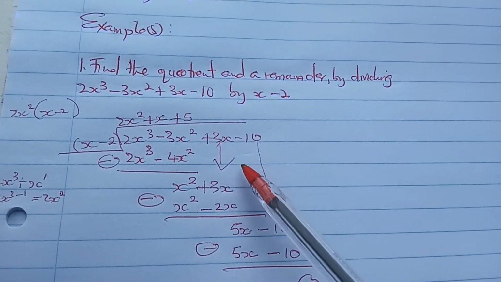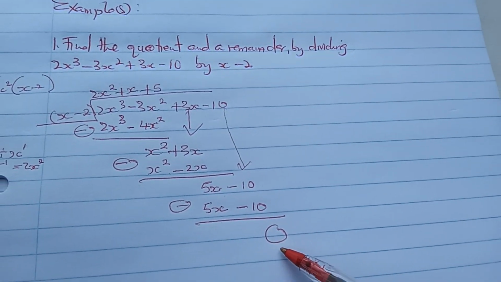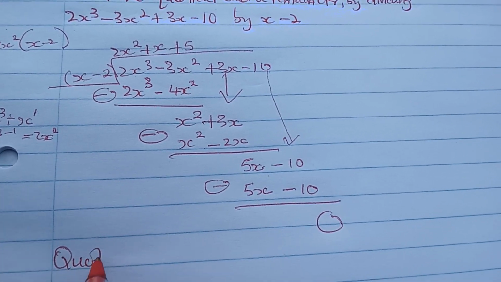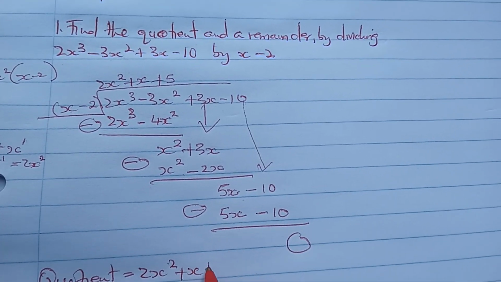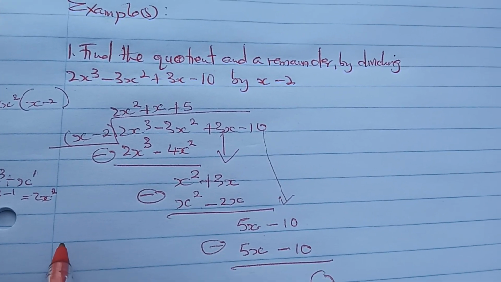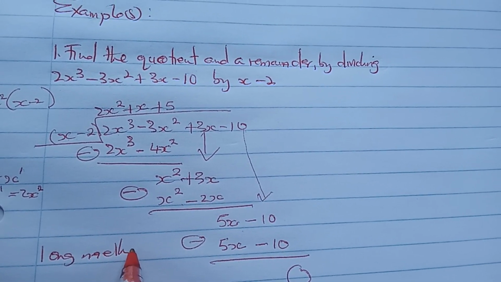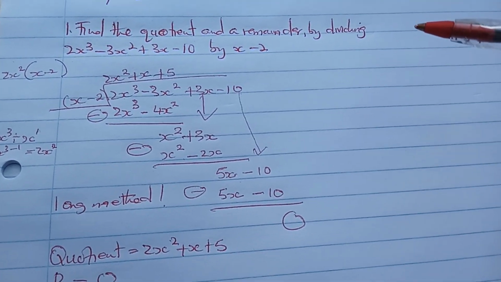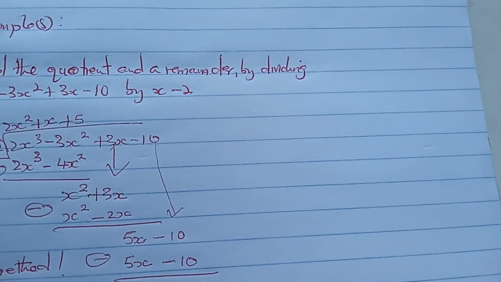The answer that we got on top there is our quotient, and the answer that we got at the end is our remainder. Now the quotient is 2x to the power of 2 plus x plus 5, and then our remainder is a 0. So guys, don't forget that we used a long method here. It's a long method. Now let's try a short method.